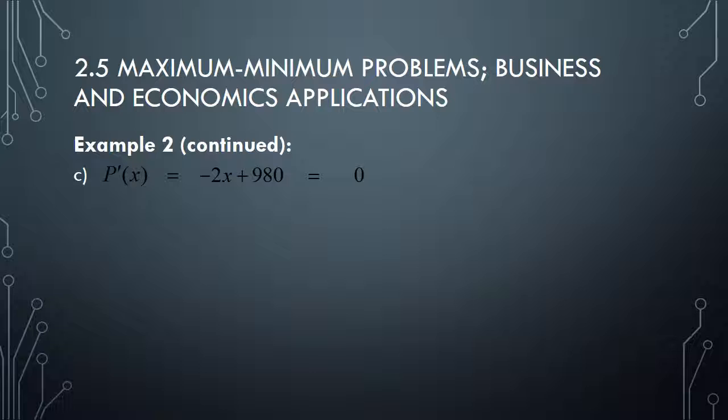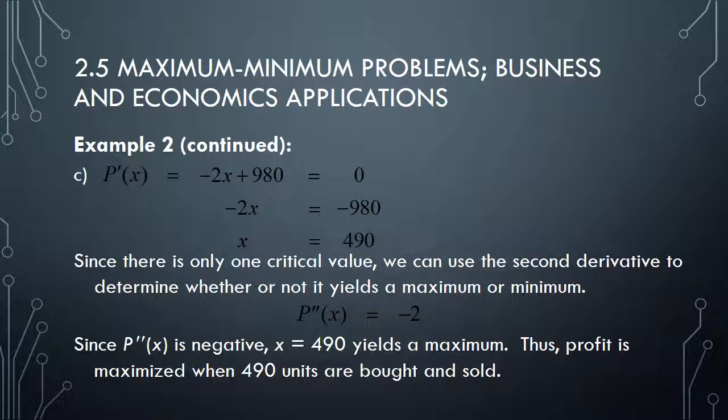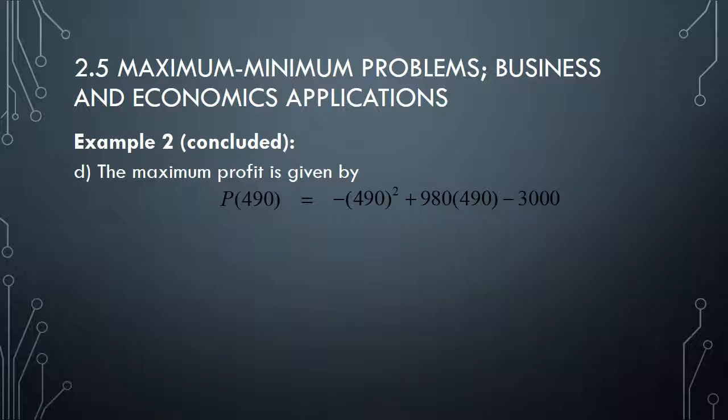Then we take the derivative of profit, and we set it equal to 0 because that's going to tell us where the maximum profit is. And solving, we get that when you have sold 490 units, you are maximizing your profit. Well, assuming it is a maximum. So we do need to check and see if this is going to be a maximum or minimum. When we take the second derivative, we get negative 2, which is negative. So that does indeed tell us that X equals 490 is a maximum. So when X is 490, our profit is maximized.